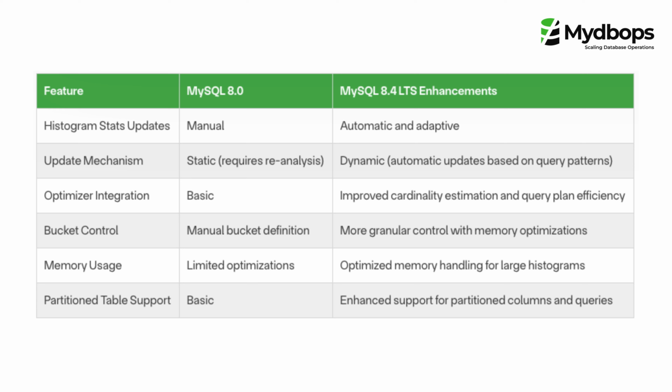Me too. But I'm curious, for our listeners out there, now that you've seen how much more efficient 8.4 can be with these new histograms, how do you think this might change the way you approach database design and optimization in your own projects? It seems like there's a lot of potential here to really push the limits. Yeah, absolutely. I think it opens up a lot of possibilities for more complex and demanding applications. Yeah, it's exciting stuff. Well, thanks for breaking it all down for us. This has been a really great deep dive into MySQL 8.4 histograms.